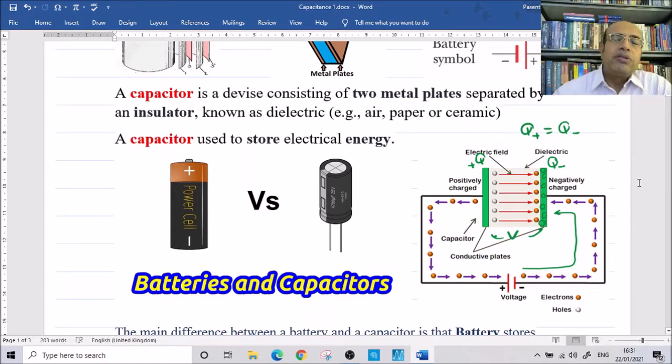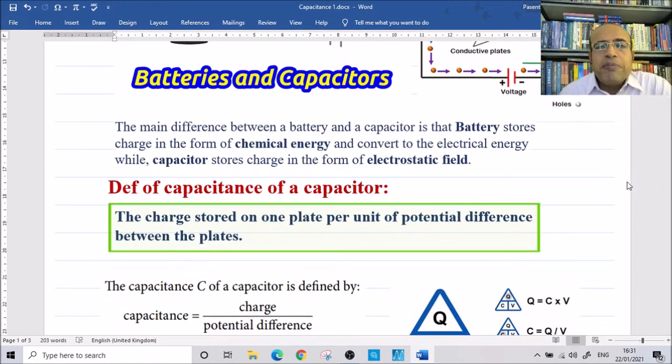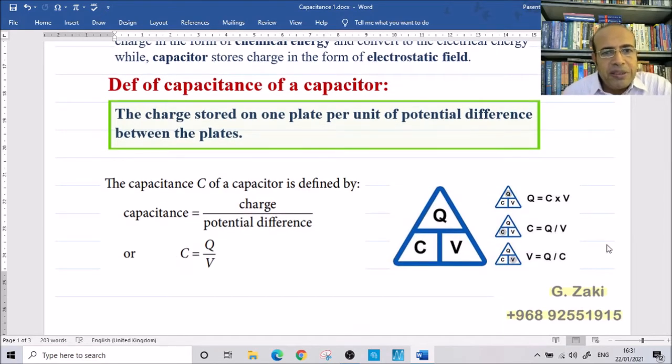That work done is stored as electrical energy. So the definition of capacitance of a capacitor is the charge stored on one plate per unit of potential difference between the plates. So the capacitance, denoted by C, is defined as the charge, denoted by Q, divided by the potential difference, denoted by V. So we can use this triangle: Q equals C times V, C equals Q over V, V equals Q over C. The charge is measured in coulomb, the potential difference in volt, and the capacitance in farad.